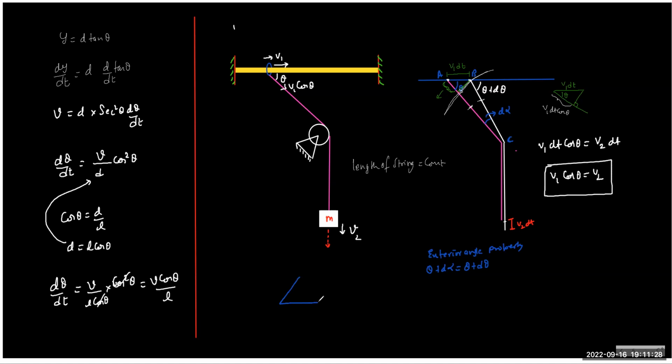Those who are not aware, in any triangle, if we have alpha, beta, and gamma, then this angle is always alpha plus beta. This is how much? Alpha plus gamma. This is how much? Beta plus gamma. Is it clear? I hope so. This is clear.